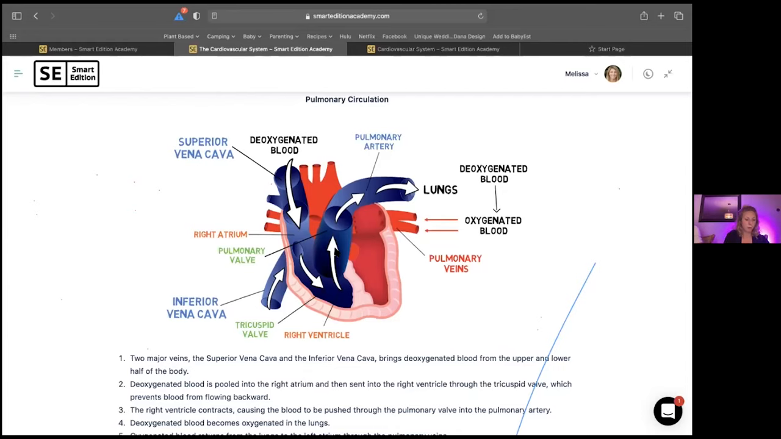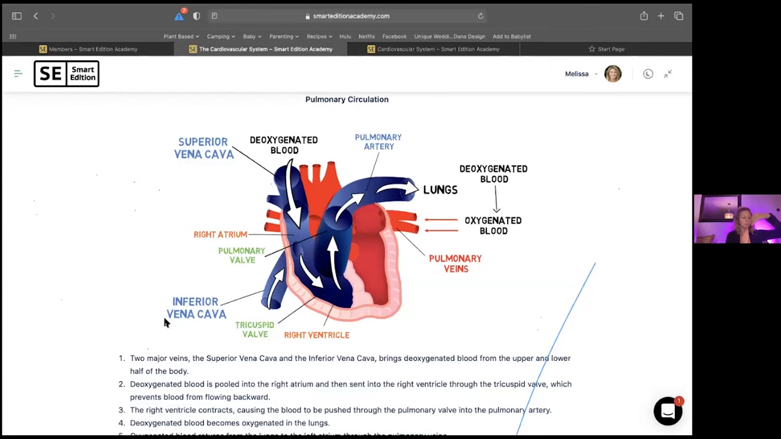The oxygen poor blood leaves the capillaries through small veins called venules and drains into the veins to the vena cava, and there's the superior and the inferior. The superior vena cava receives blood from the upper thorax, the head, the neck, and the upper extremities. The inferior, lower, receives blood from the lower thorax, the stomach, the pelvis, and the lower extremities, okay?